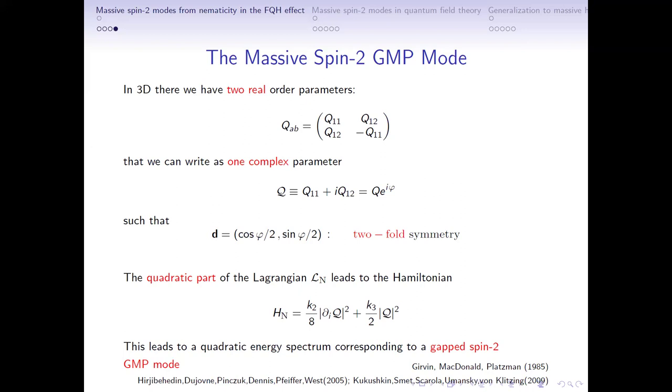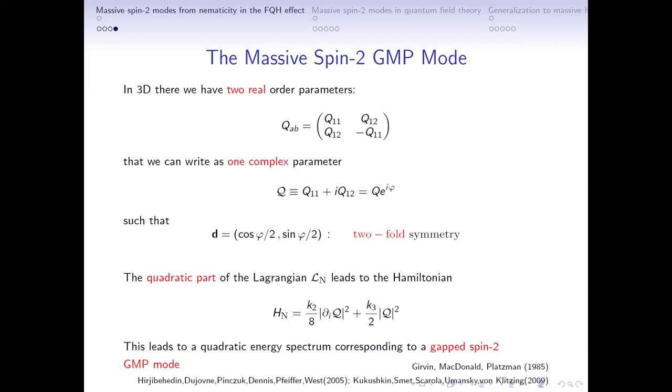So yeah, this is the order parameter. And then this d is the direction, that is cos phi, sine phi. The one over two has to do with the fact that it's a twofold symmetry. And then in terms of this Q, you can write the quadratic part of the Lagrangian. That leads to this Hamiltonian, and this thing describes a gapped massive spin 2 mode.